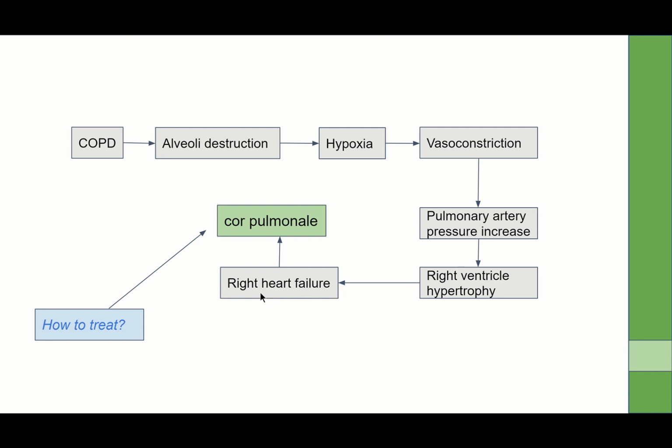The right heart failure will cause the condition called cor pulmonale. I don't know how to pronounce it, but in Vietnamese it's called tâm phế mạn. This is a condition where a lung disease causes the right heart to fail, so it's called cor pulmonale. So I have a question for you: how do we treat it?